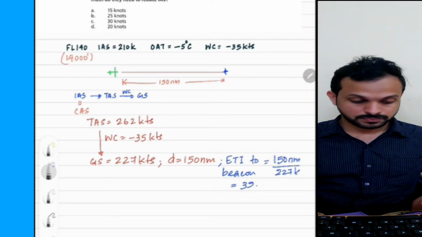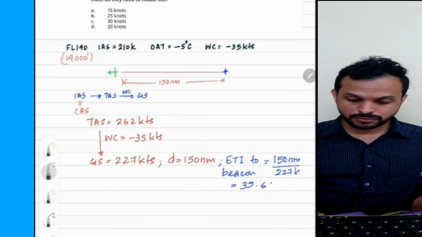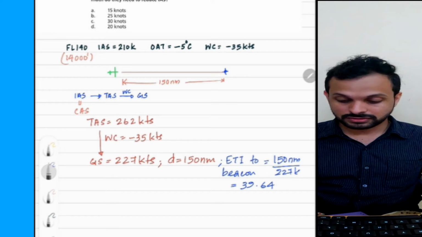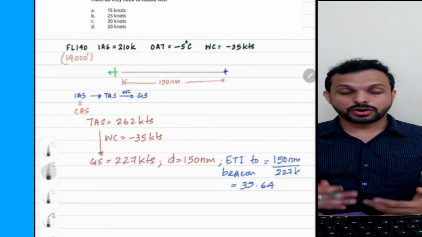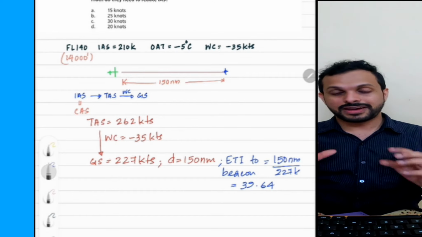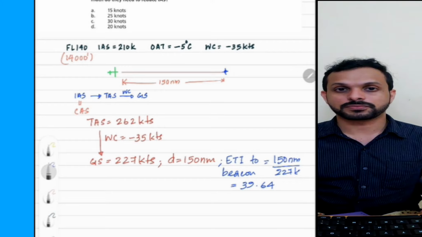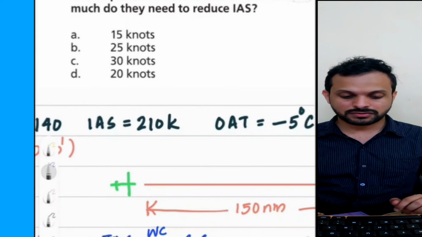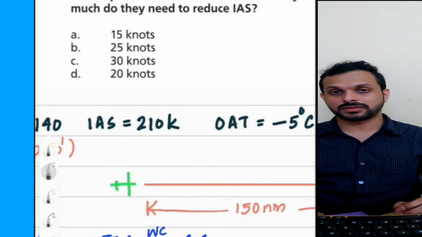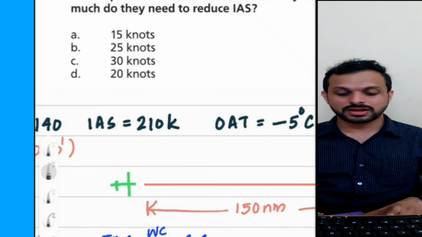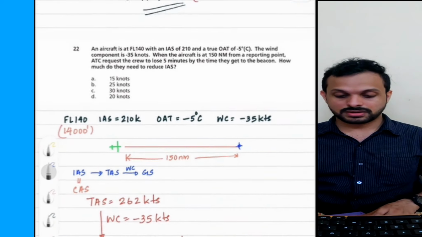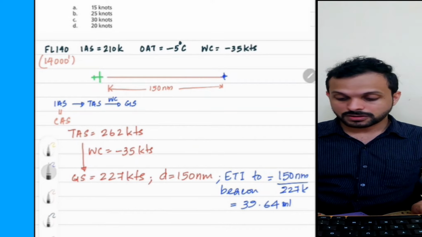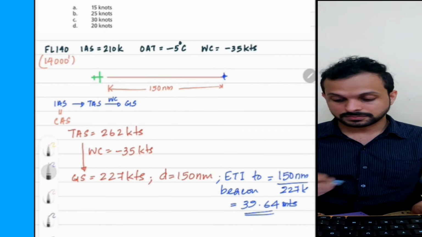39.64. So as I have told you before, I don't round off instantly. I carry at least 2 to 3 digits and go all the way down to the final value, look at the options, and round off sensibly. You can look at the options here: 15 knots, 25, 30, 20. It's not that far apart and not close as well. So let's keep the decimal places intact, and therefore 39.64 minutes.